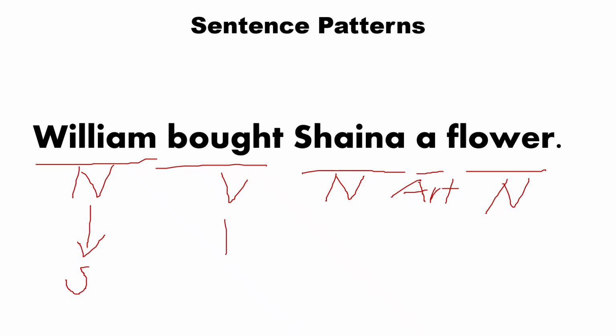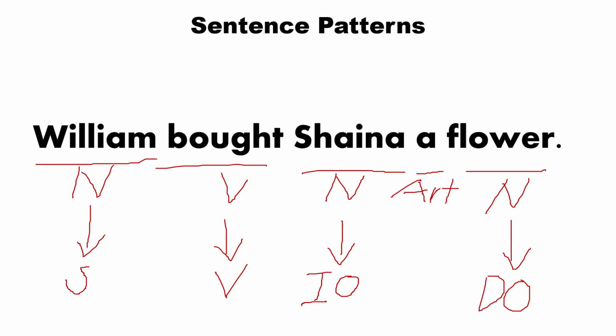Verb here will still be a verb. And noun here, Shayna, would be an object, specifically an indirect object. I'll explain that later. Flower here as well is also an object, but a direct object. Explain that as well later on.